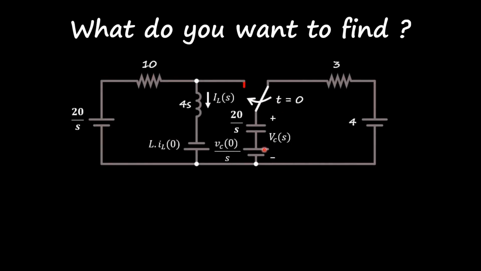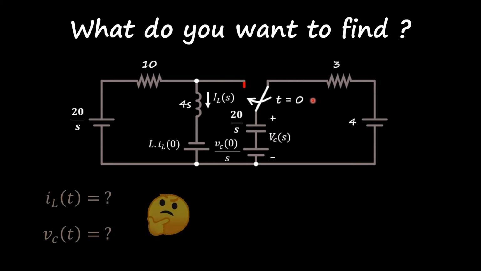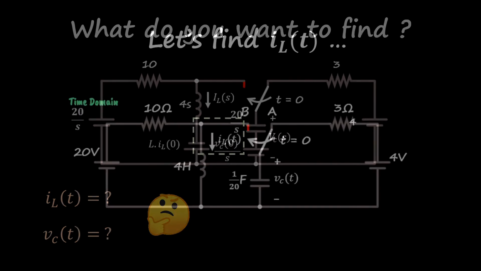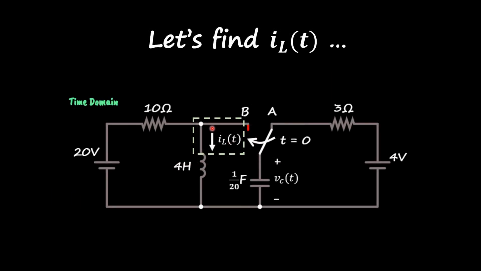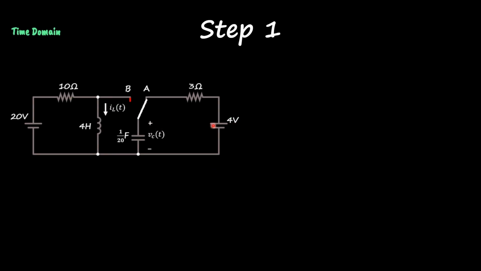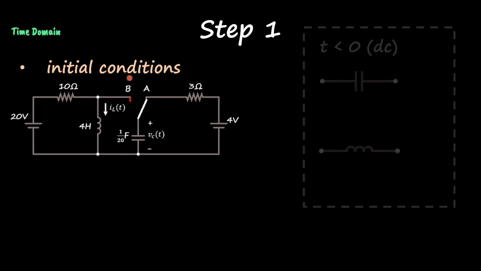Alright, so for this particular one, we need to define what we want to find. Do we want to find the current or the voltage? Let's just find the current that flows through this inductor. Alright, cool. So now step number one. The first thing that we're going to do is, still in the time domain, find those initial conditions because they need to feed into our S-domain model.